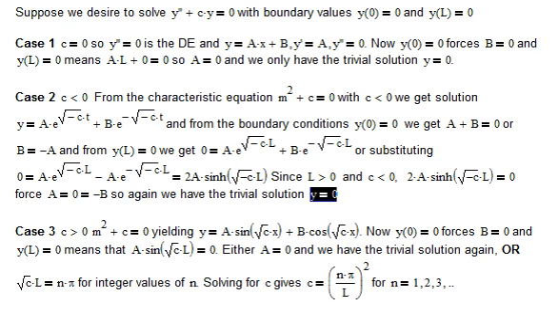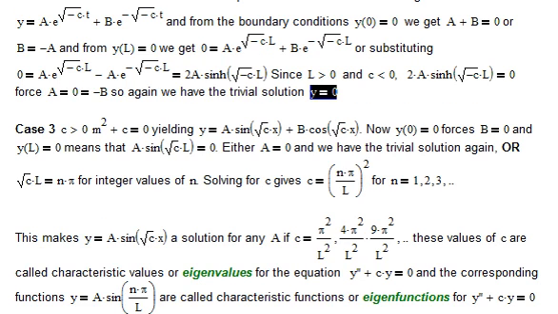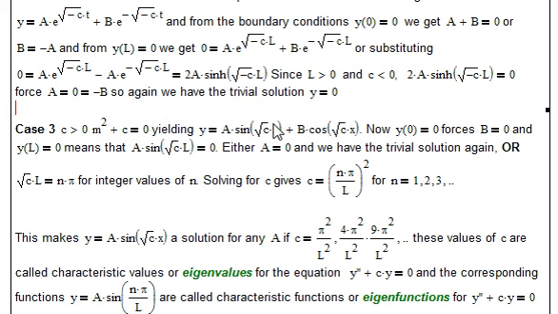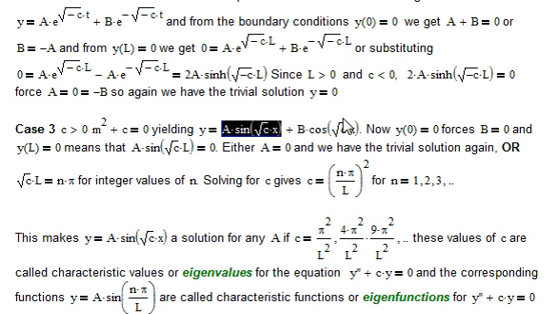Oh, that's not a problem, because case 3 is the interesting case. Here, our c is a positive number, and our characteristic equation has roots plus or minus √c i. So y = a sin(√c x) + b cos(√c x). So y(0) = 0 forces b to be 0. And y(l) = 0 means that a times sin(√c l) equals 0. Well, that's a different ball game, because, of course, a could be 0, but that's not our only choice.